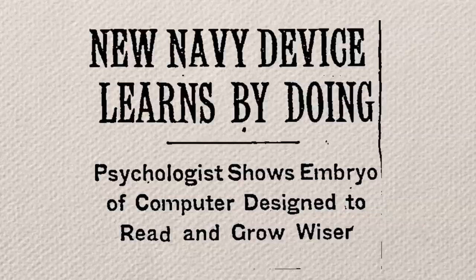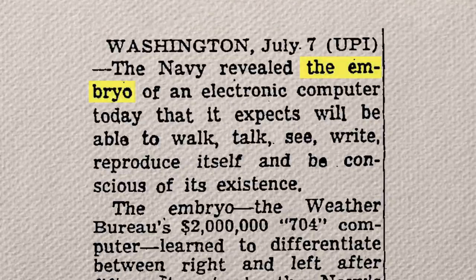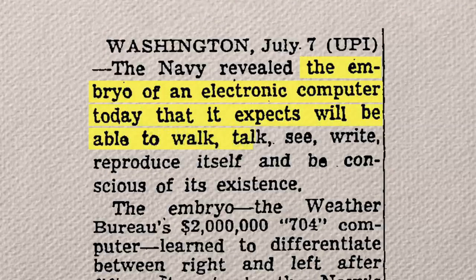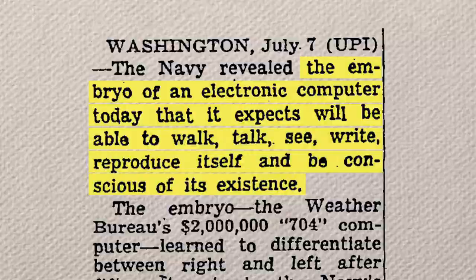The New York Times called the perceptron the embryo of an electronic computer that the Navy expects will be able to walk, talk, see, write, reproduce itself, and be conscious of its existence. After training on lots of examples, it's given new faces it has never seen and is able to successfully distinguish male from female. It has learned.